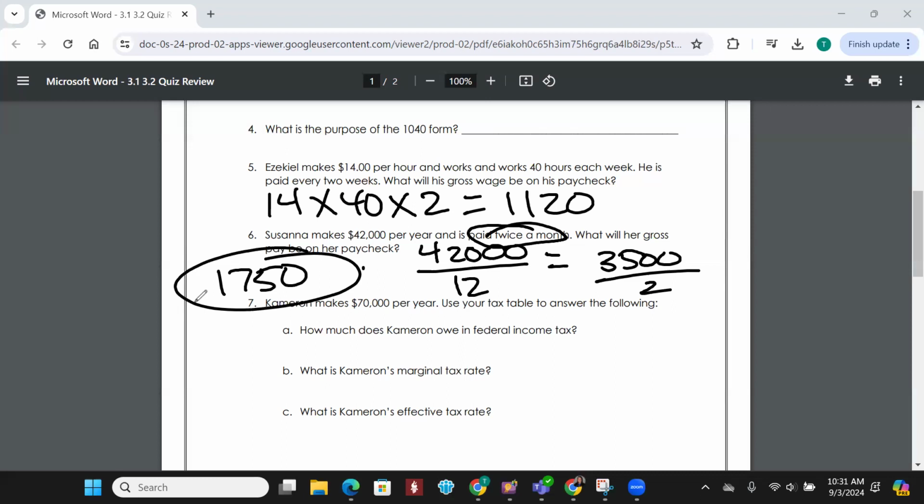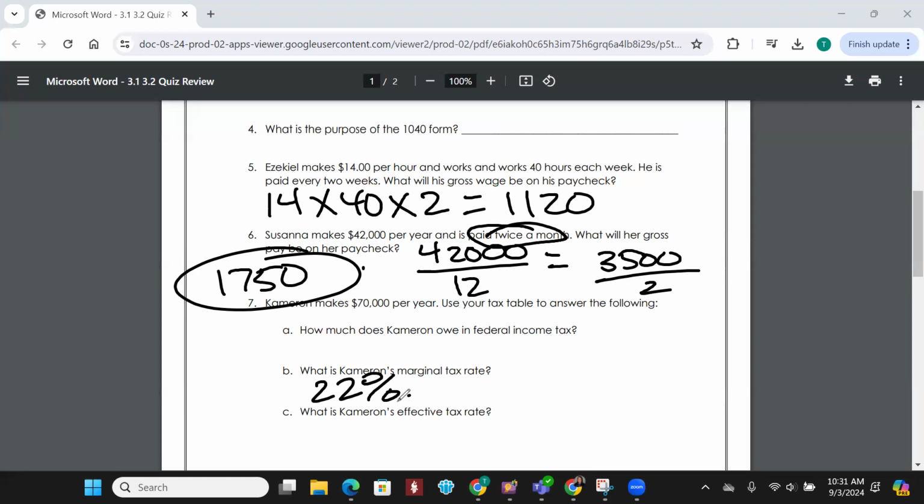All right. Number 7, you're going to need your tax bracket chart. If you don't have one, it's in your packet. If she makes $70,000, what marginal tax rate is she at? 22%. Some of y'all mixed up effective and marginal on the quiz.